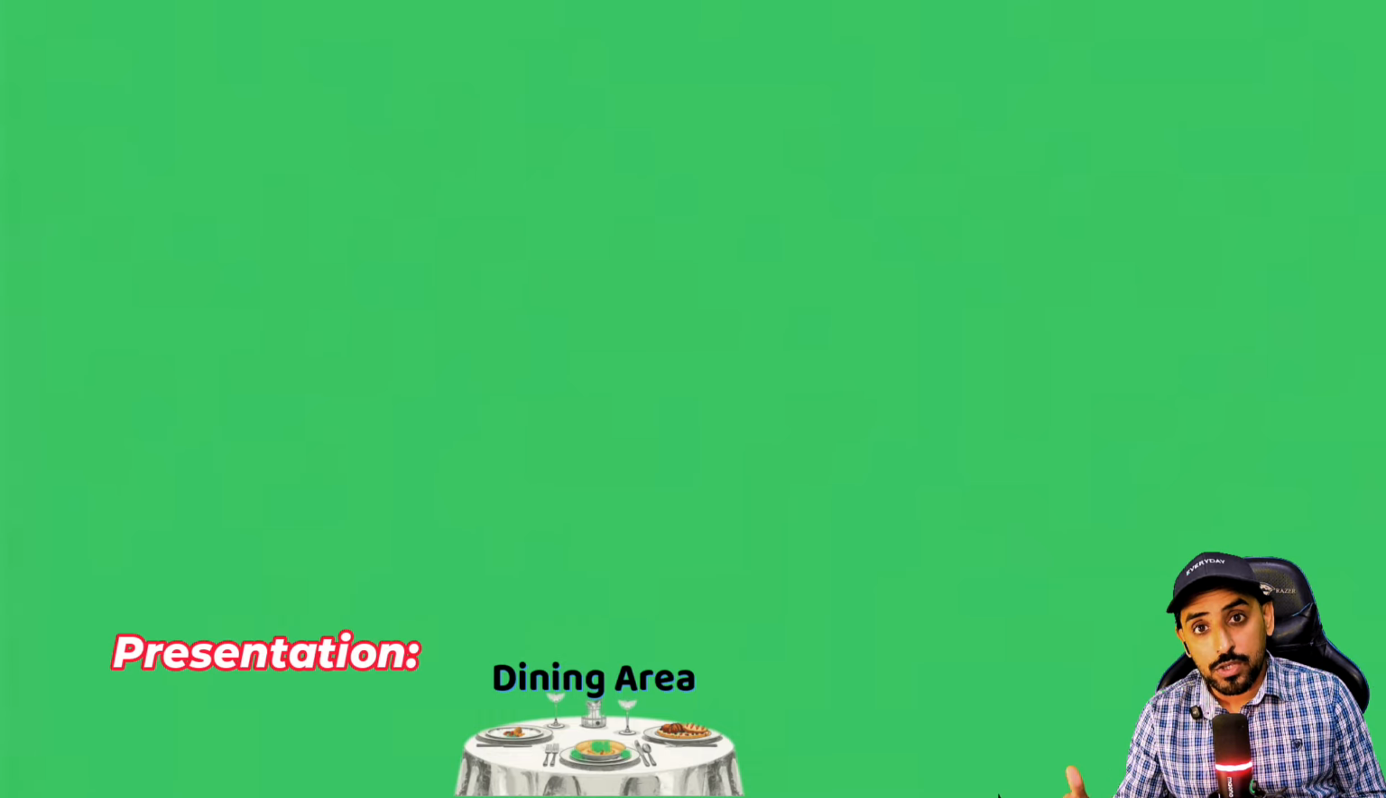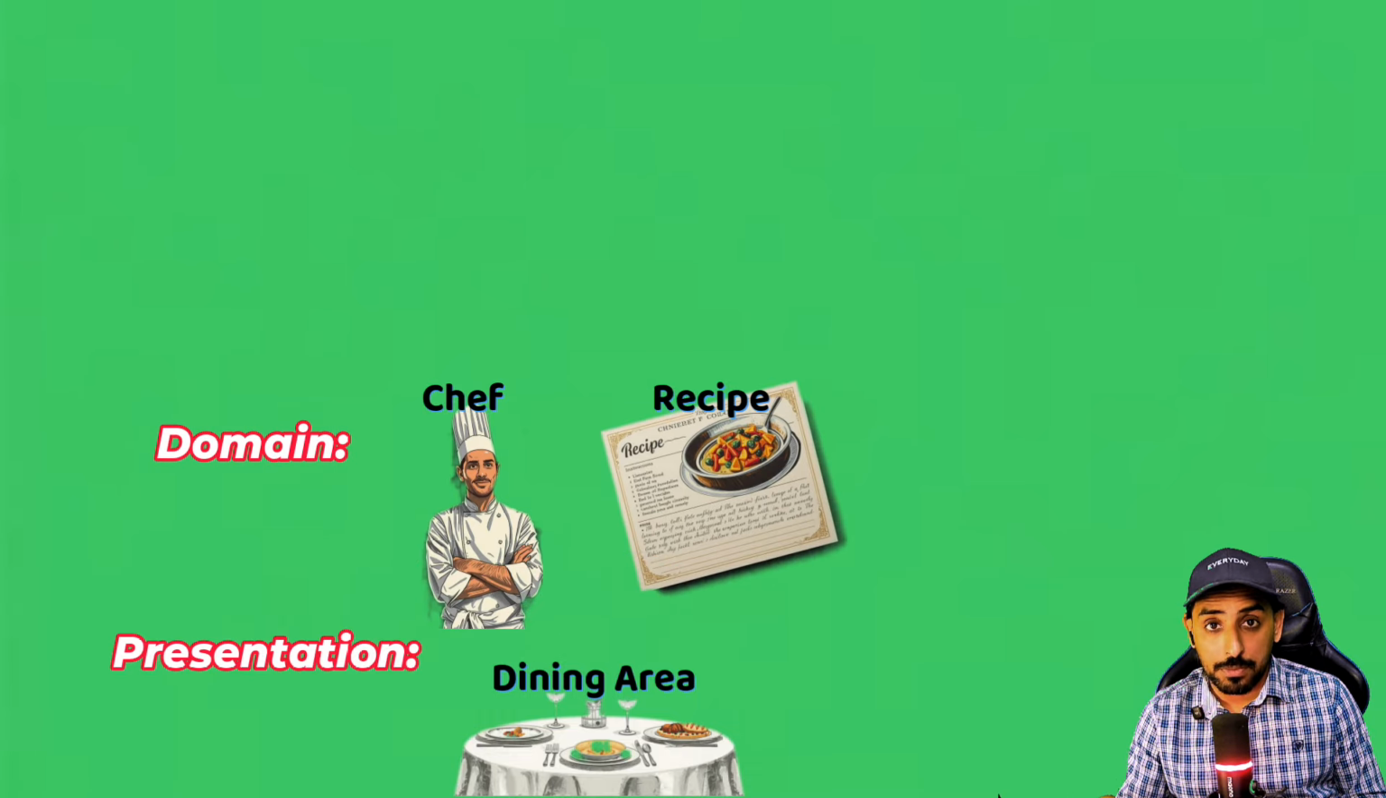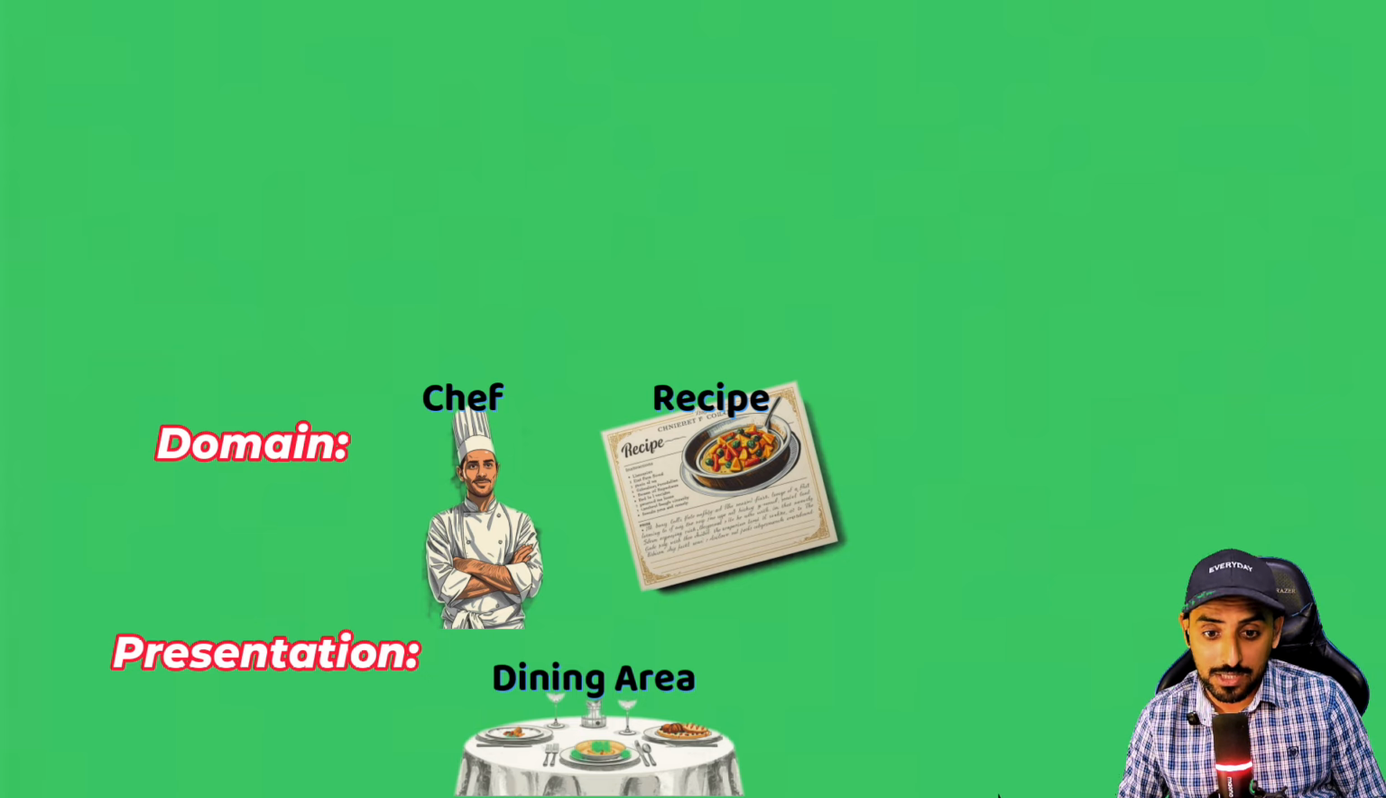Then comes the kitchen where there is a chef. There are some recipes. The chef processes all those recipes, and based on those recipes, they prepare the food. So that is your business or domain section, where all the stuff is going on.